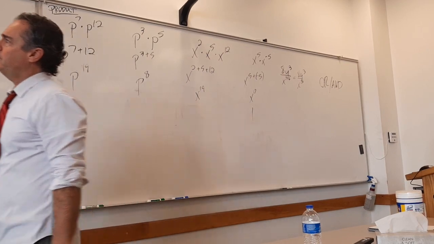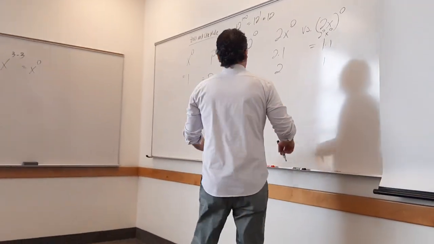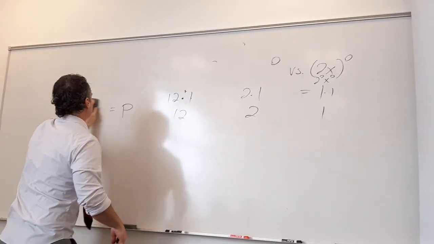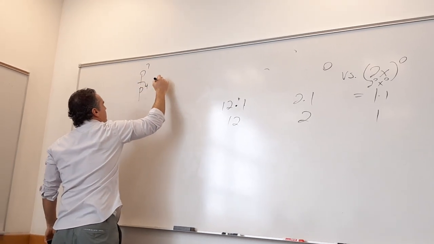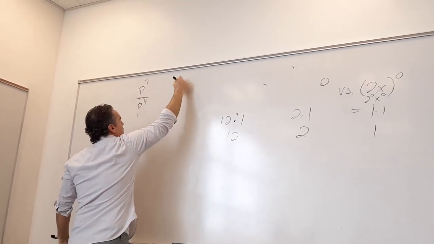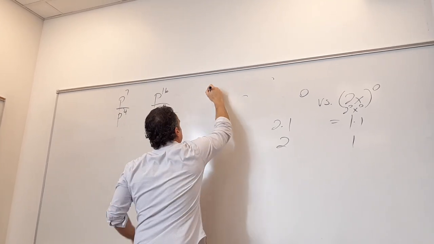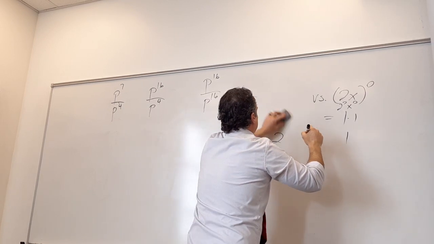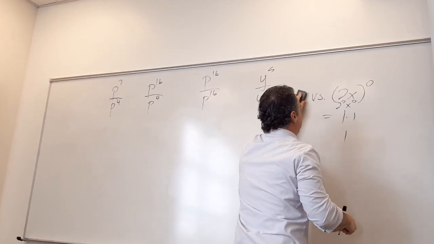Okay? Quotient rule. I'm going to erase this over here. You guys cool? Okay. Give me the problems for the quotient rule, quickly. I want the first one. P to the 7 over P to the 4th. Okay? Next one. P to the 16 over P to the 4th. Okay. P to the 16 over P to the 16. And then Y to the 5th over Y to the negative 7. I love it.